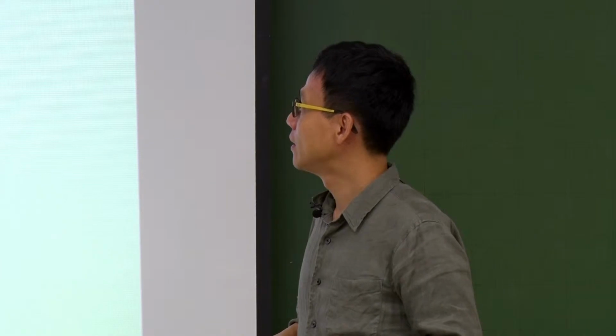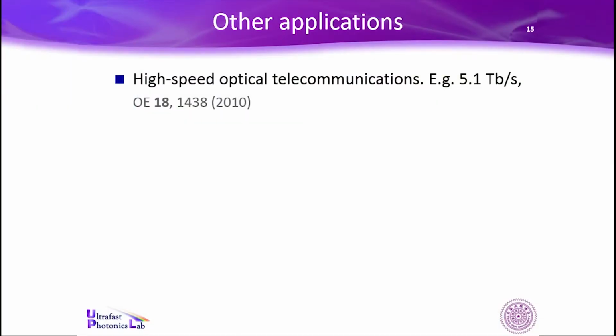If the pulse width is shorter, then within a second, you can transmit more bits. So the bandwidth is increased, right? Very easy. So in experiment several years before, people reached 5.1 terabit per second for a single fiber, okay? So this is a very high transmission bandwidth.